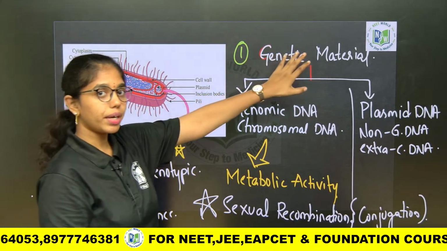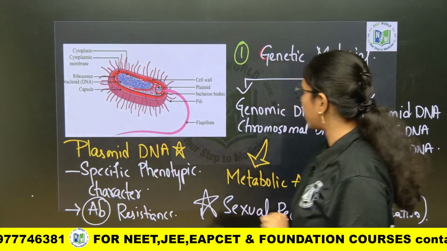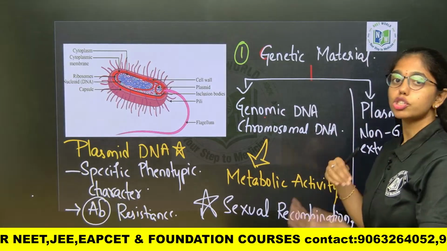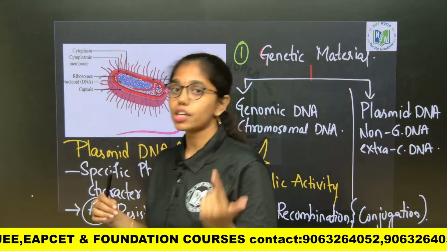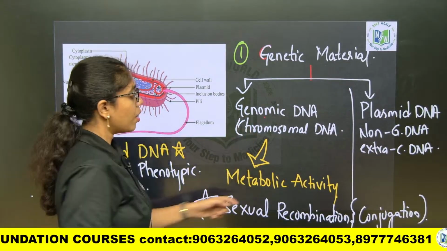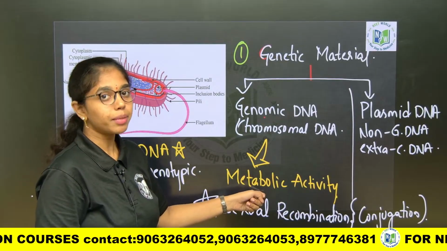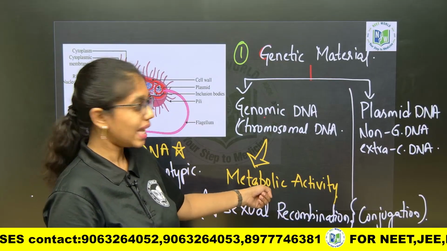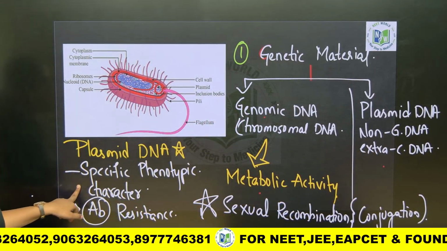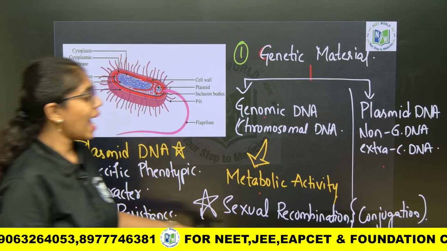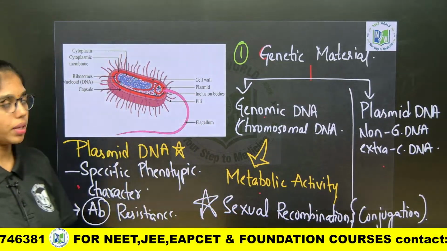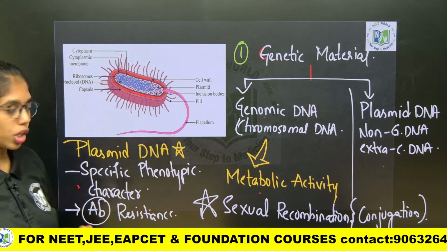When it comes to genetic material, bacteria have two types: genomic DNA, which is also called chromosomal DNA, and plasmid DNA, which is also known as non-genomic DNA or extra chromosomal DNA. Genomic DNA takes care of the complete metabolic activity of the prokaryotic cell, whereas plasmid DNA has unique functions: giving specific phenotypic character, antibiotic resistance, and promoting conjugation in sexual recombination. So, this is about genomic and non-genomic DNA.